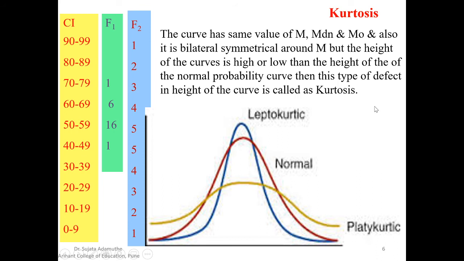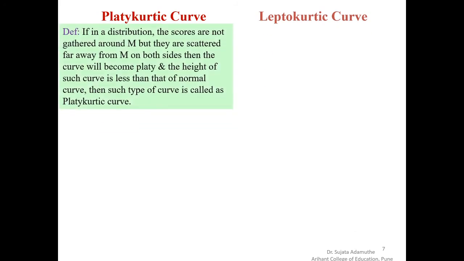Then we'll go to the next slide. Platykurtic curve and leptokurtic curve. In the platykurtic curve, the definition is: in a distribution the scores are not gathered around M, but they are scattered far away from M on both sides, like the third group we observed in the previous slide. Then the curve becomes flat and the height of such a curve is less than that of the normal curve. Such a curve is called a platykurtic curve.